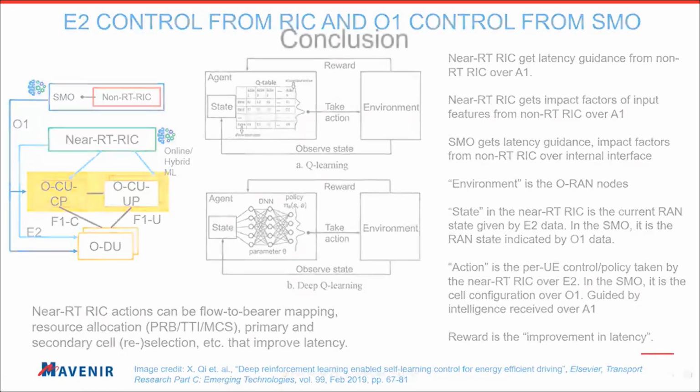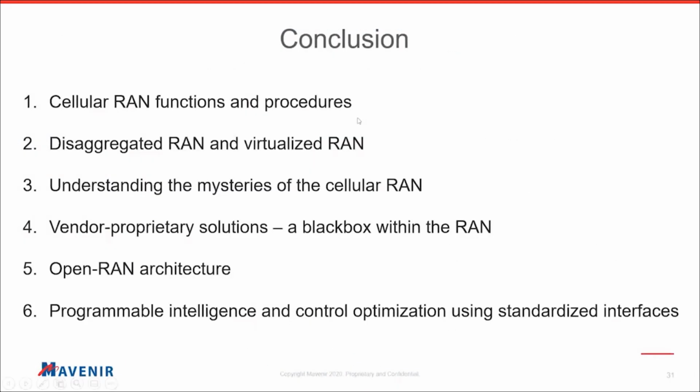So as a conclusion, we basically looked at the RAN functions and procedures, disaggregated RAN and virtualized RAN. We comprehensively went through the mysteries of the cellular RAN, that is vendor proprietary implementation, and the need to actually have OpenRAN solutions. What is the OpenRAN architecture, and what kind of control optimization and machine learning programmable intelligence you can deploy in the RIC using standardized interfaces.